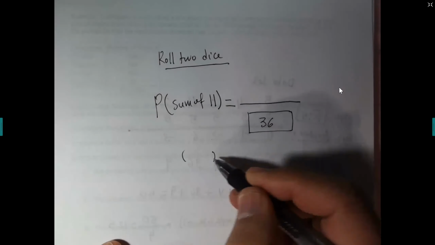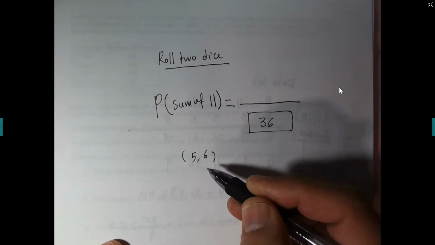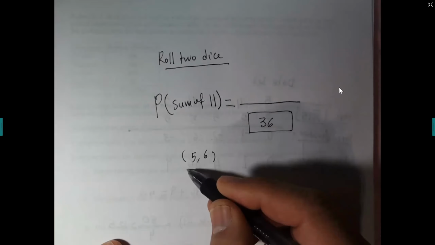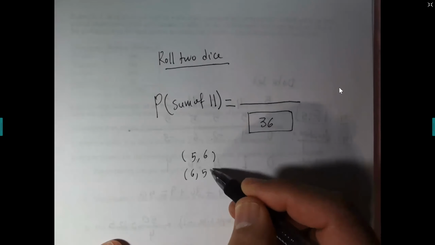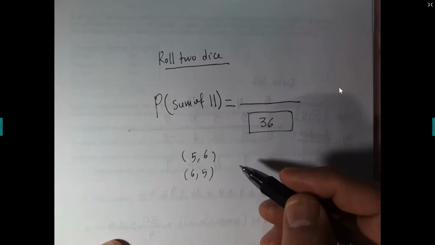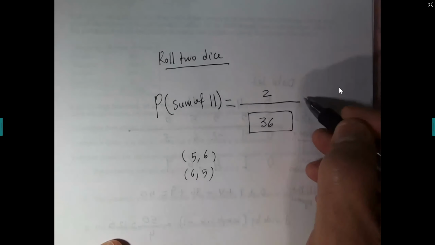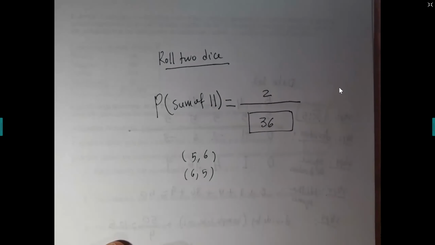5 and 6, that's one. There is more. 6 and 5, that's another one. Anything else? That's it, huh? 8 and 3? There is no 8 on the die. Nothing else. Yeah, that's it. So 2 out of 36. That's your chance of winning. You would win, guys, if you get a sum of 9.